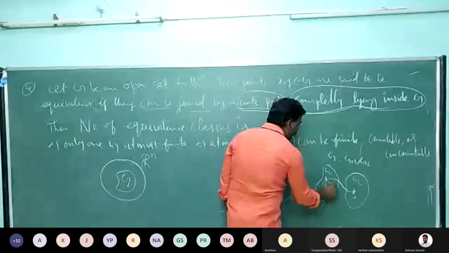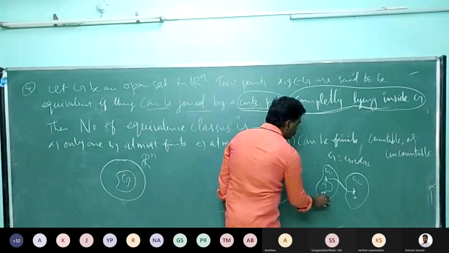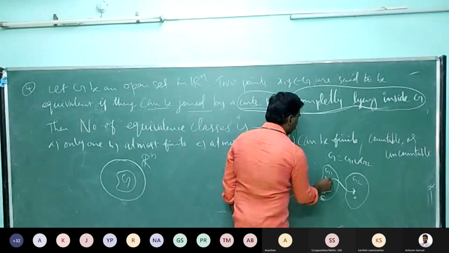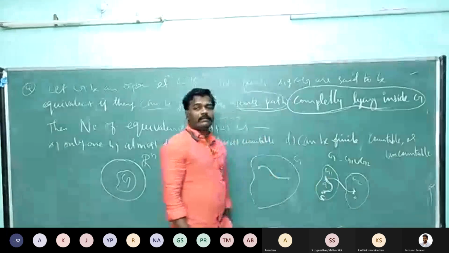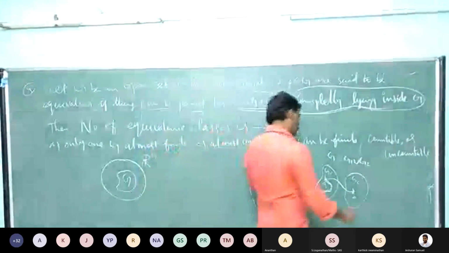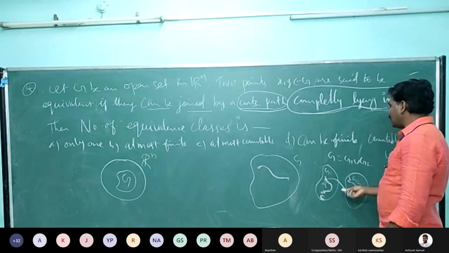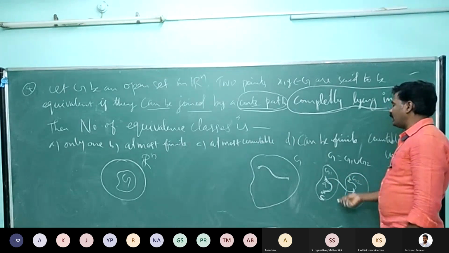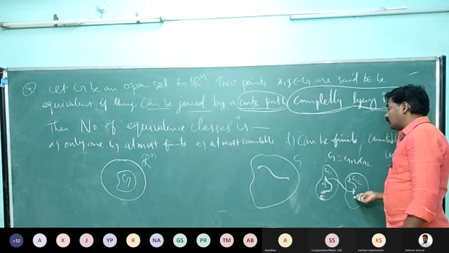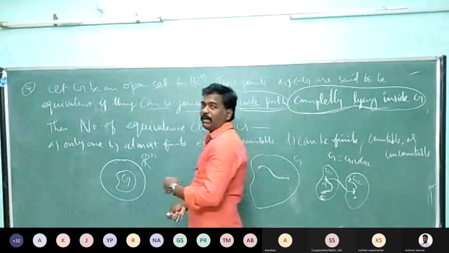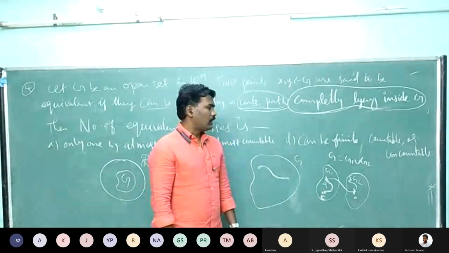Suppose some c is here, then at least one path can be drawn from a to c, so a and c are equivalent. Again, some d is here, and b and d are equivalent. But a and d are not equivalent. What is the moral of the story? Any two points in G1 are equivalent, and any two points in G2 are equivalent. If you take one point in G1 and one point in G2, they are not equivalent. I think we got some idea.